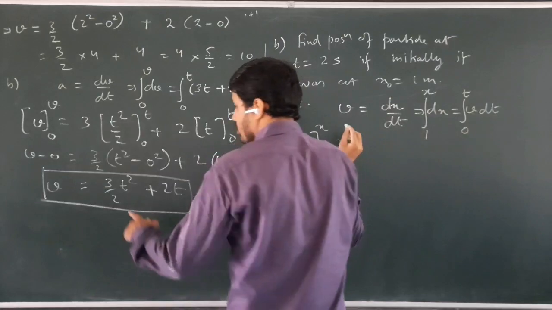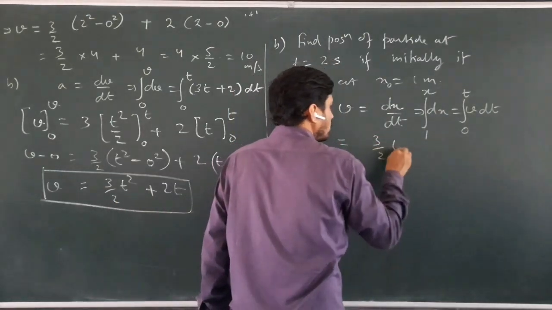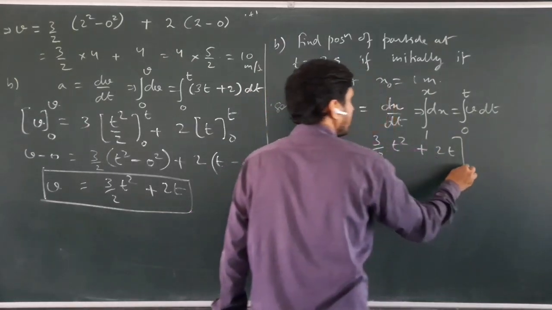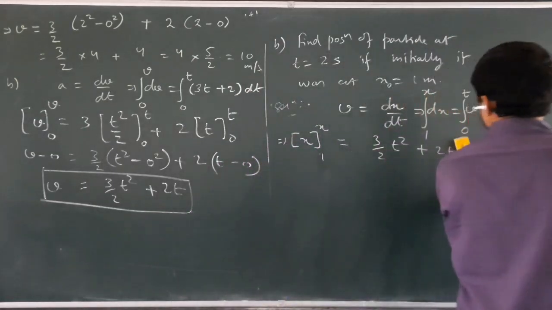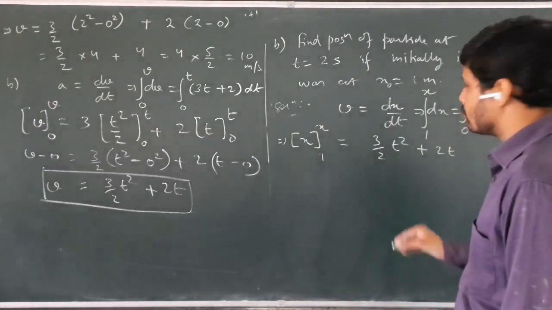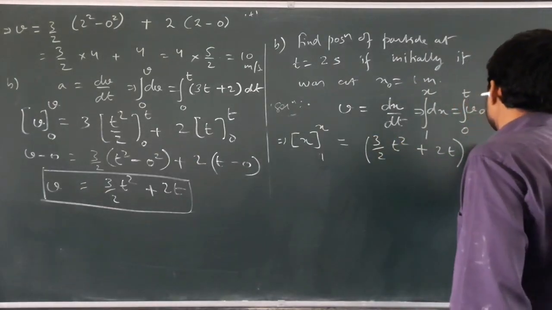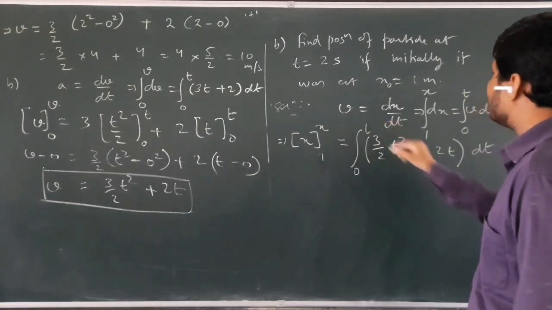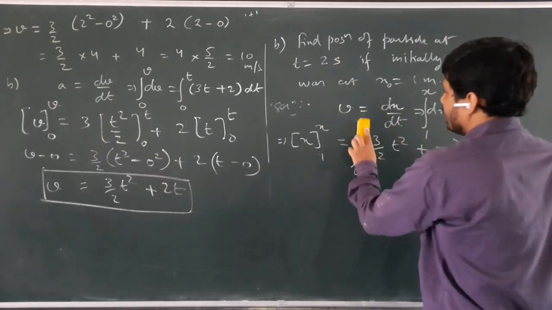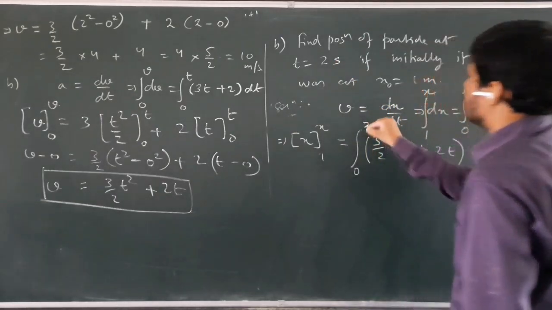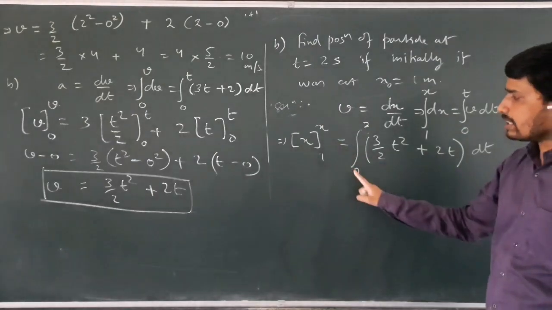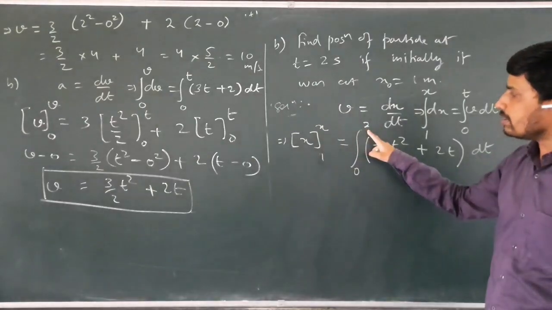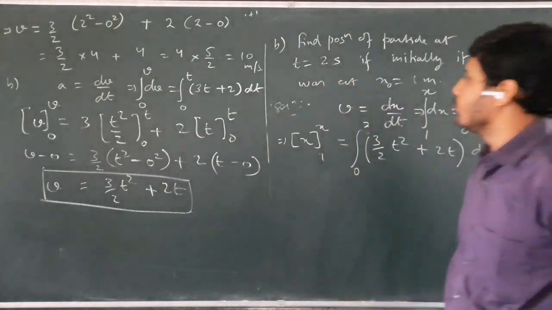What is the value of v? Put this value, 3 by 2 t square plus 2t. This is the value of v. Multiply by dt and take the integration from 0 to now t. What is t? Our t is 2 seconds. Here we will take the limit to be 2. So x is 1 at t is equal to 0 initially, and x is to be calculated at time t is equal to 2 seconds. That is what we have to find.